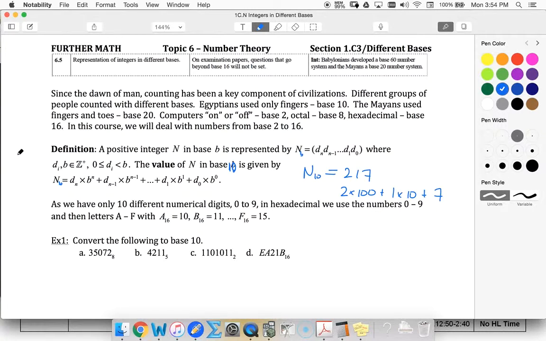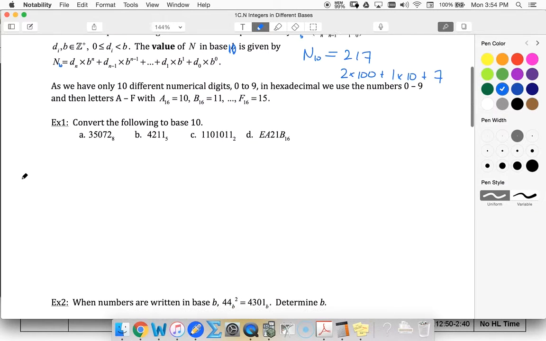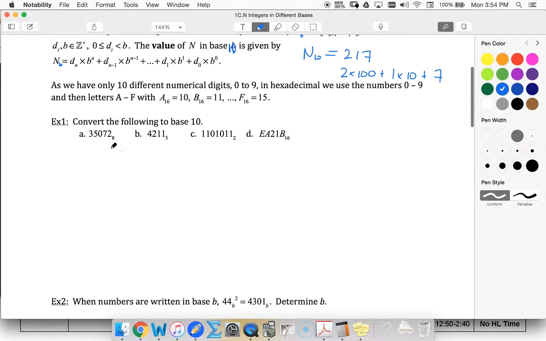All right, so convert the following to base 10. We have 35,072 base 8. Well, this is going to be the same as, so we want to count how many powers we have. We have 0, 1, 2, 3, 4, so 3 times 8 to the 4, plus 5 times 8 cubed, plus 0 times 8 squared, plus 7 times 8, plus 2.